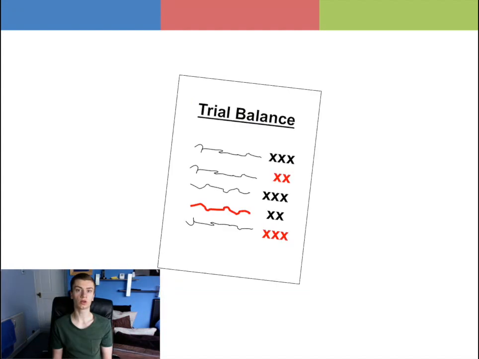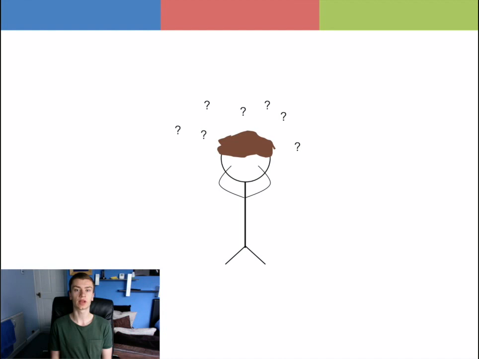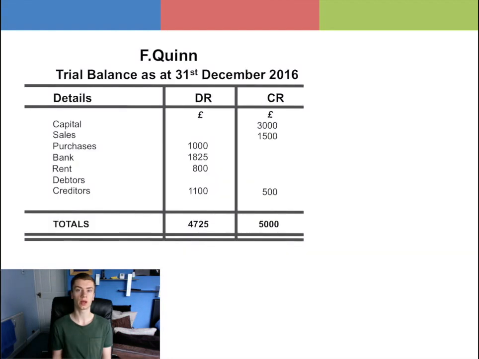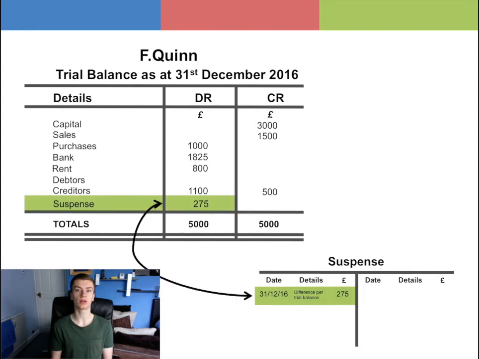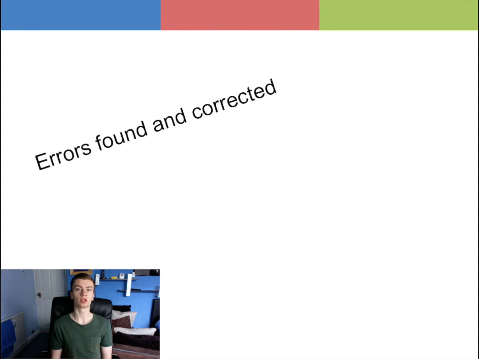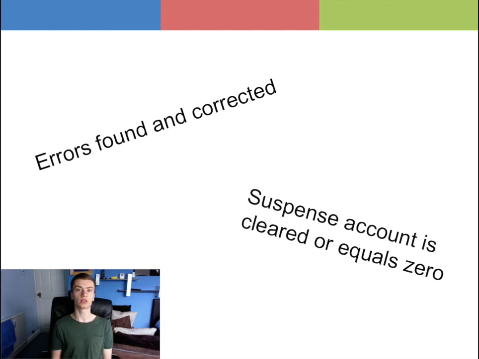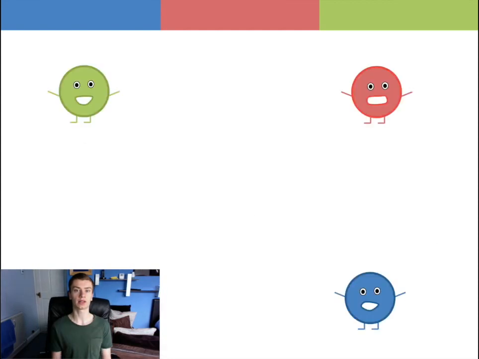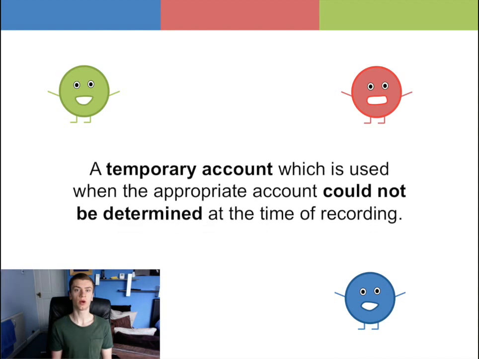When the trial balance totals do not equal, then an effort should be made to try to identify and resolve the errors. If for some reason the errors cannot be found, the totals from the trial balance can be made to agree and balance with each other by inserting the amount of the difference between the two totals in a suspense account. Subsequently, the errors should be found and corrected through the suspense account, and this would result in the account being cleared or having a balance of 0. A suspense account can be defined as a temporary account which is used when the appropriate account could not be determined at the time of recording.